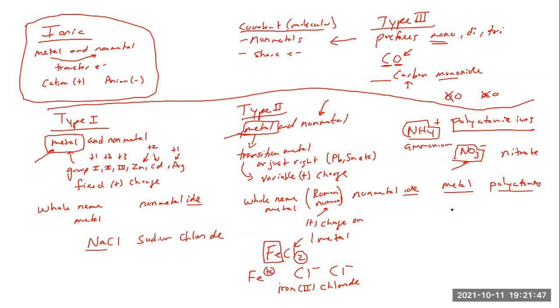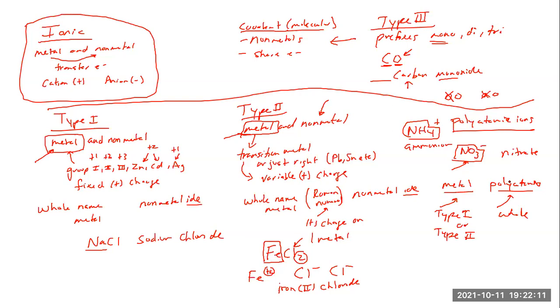We will follow the same kind of type 1 or type 2 rules. And we just use the whole name of the polyatomic ion. Again, we don't use prefixes here either with polyatomic ions. The only time that we would use a prefix with a polyatomic ion was if it's one of the ones from the list that actually has a prefix as part of its name.